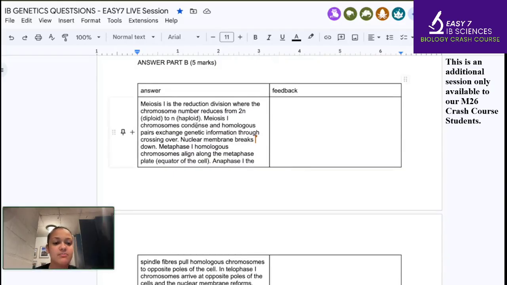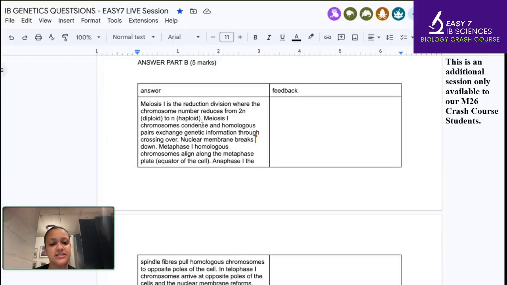So first person here said meiosis 1 is the reduction division where the chromosome number reduces from 2N to haploid. So it's true that it's a reduction division, but remember, guys, that in meiosis 1, your chromosome number does reduce from 2N to haploid, but remember that in interphase before this, your 46 chromosomes have actually duplicated, and they became 92. Okay, so you're actually going from diploid to haploid, because it's always called diploid to haploid in cell division, but in a human, you're going from 92 chromosomes to 46. Okay, just that distinction, just to make sure that you guys are clear.